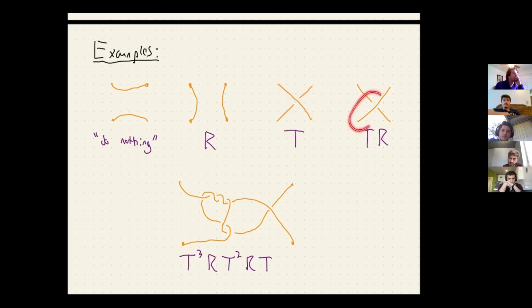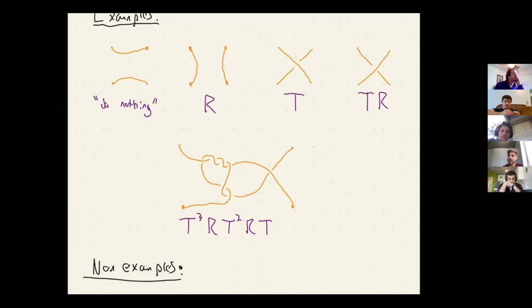We can get the opposite crossing if we do a tangle and then a rotate. And then we can also get some more complicated stuff, as you can imagine. Here we do 3 twists, rotate, then 2 twists, a rotate, and then a twist.